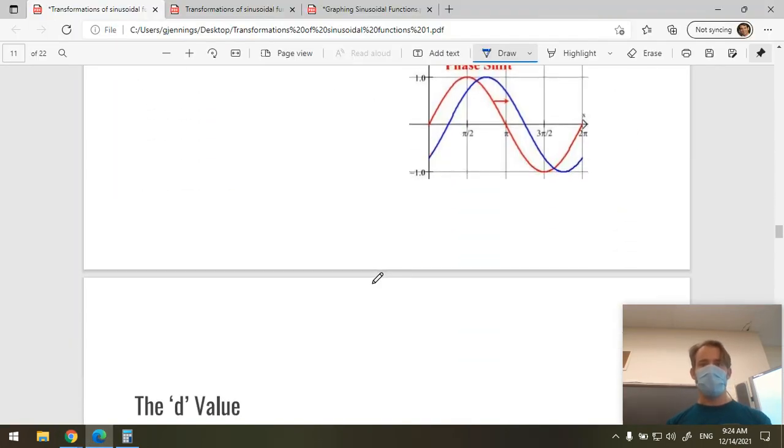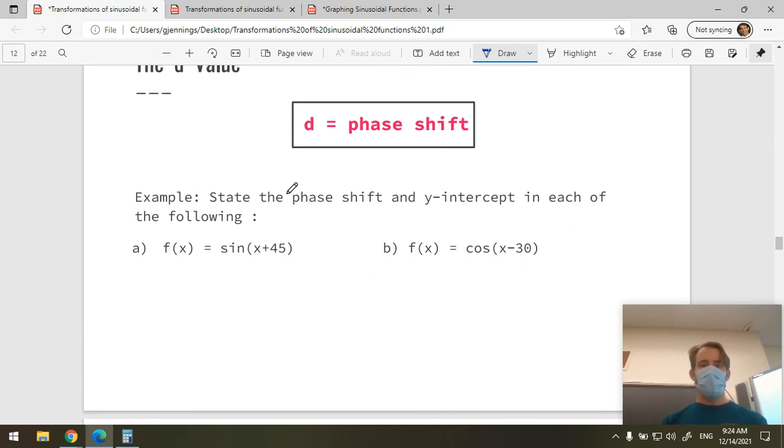Let's keep going. So state the phase shift and y-intercept. Let's find our y-intercepts for these two. What did I give you to do? I'll leave those for you as homework questions for the D: the 15 sine x minus 30 and the cosine 12x plus 10.